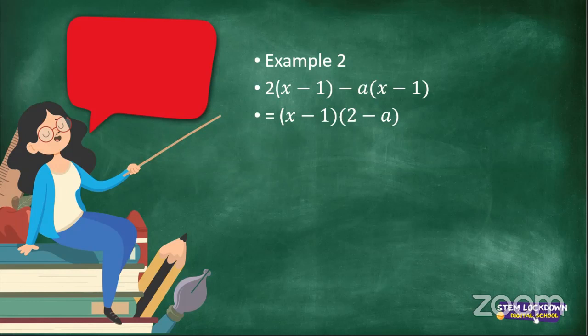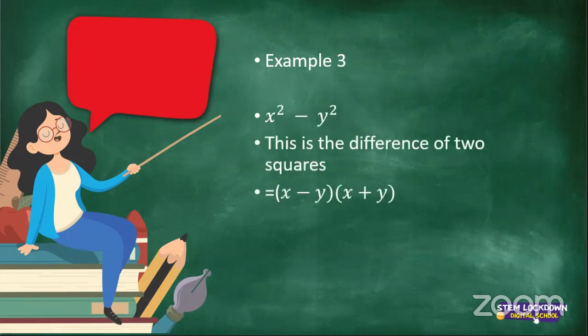Now, I'm going to explain example 3 now. And you can see that this is what we call the difference of two squares. And sometimes it can be tricky.